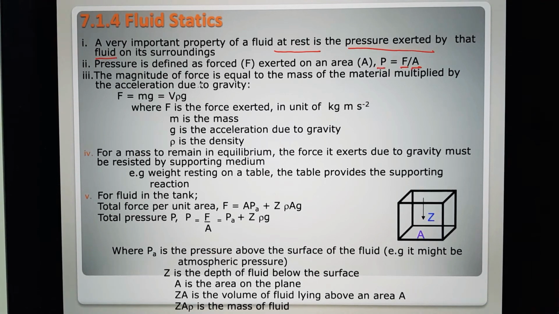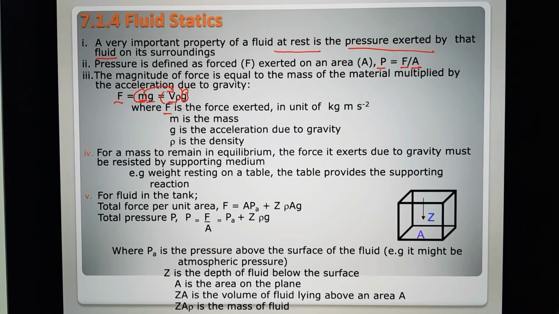The magnitude of force is equal to the mass of the material multiplied by the acceleration due to gravity. So force is equal to m times g, whereby m is the mass and g is the gravitational acceleration, and this m can be calculated as v times rho, whereby v is the volume, rho is the density, and g is the gravitational acceleration. Because when you calculate v times rho, you end up with the unit of mass. Mass is in kilograms basically.